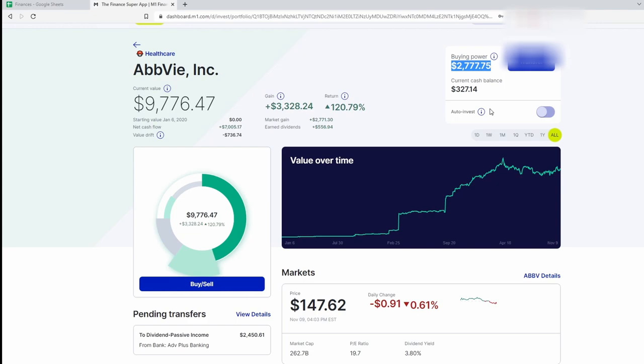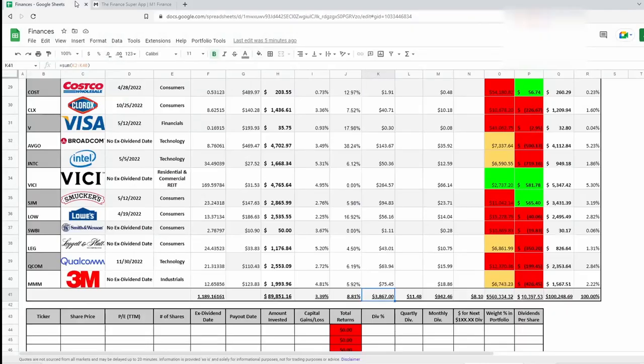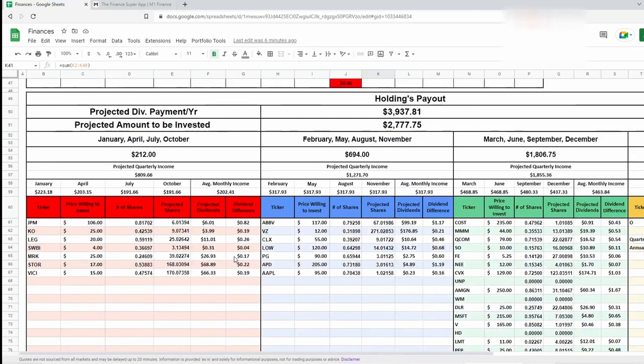$2,777.75 is the total amount I'm going to be using for today, and I actually got this using my spreadsheet. I have made this, and it tells you the companies that you have, the price willing to invest, the number of shares that amount will get you, the number of projected shares after that is already bought, projected dividends, and the dividend difference, essentially how much you're going to be paid extra.